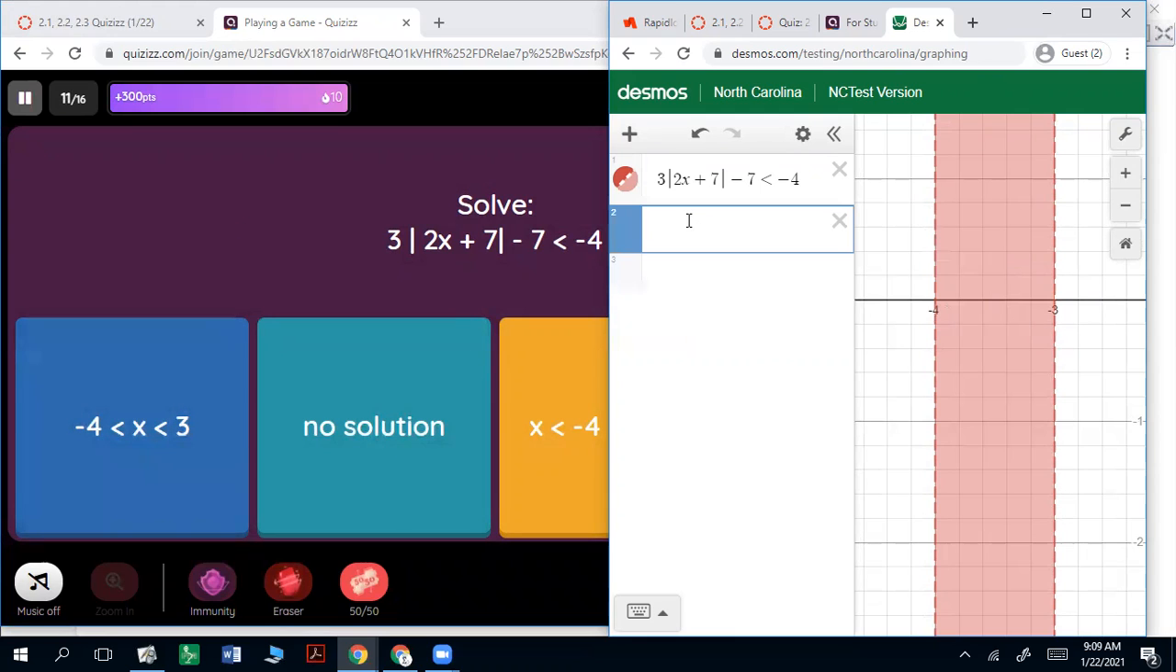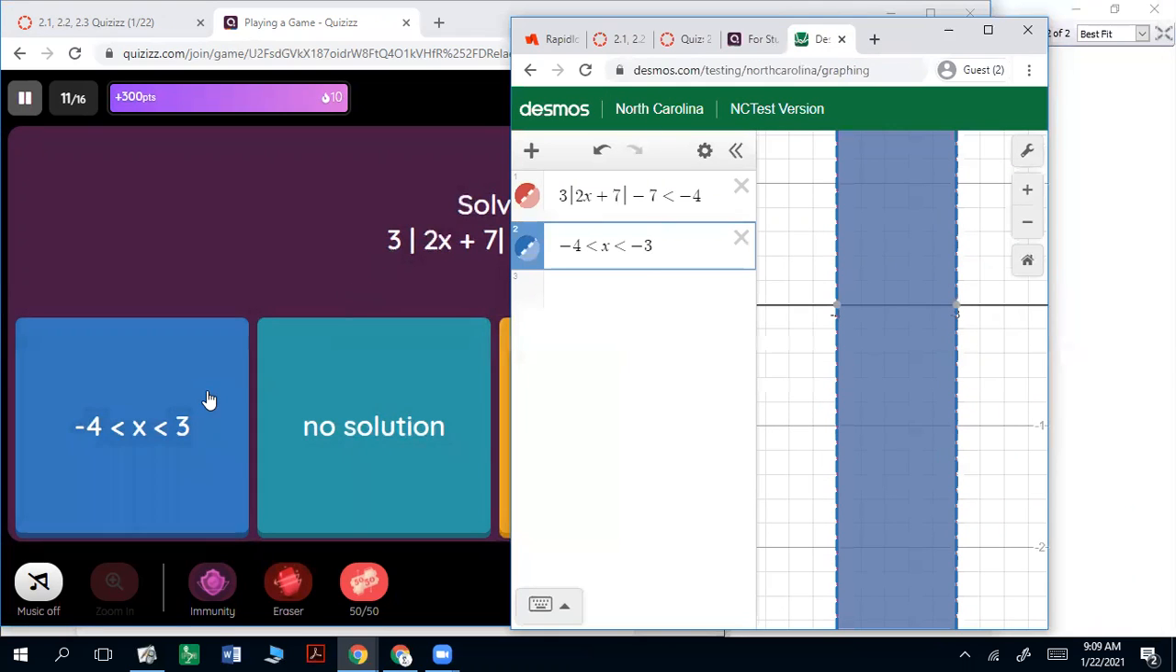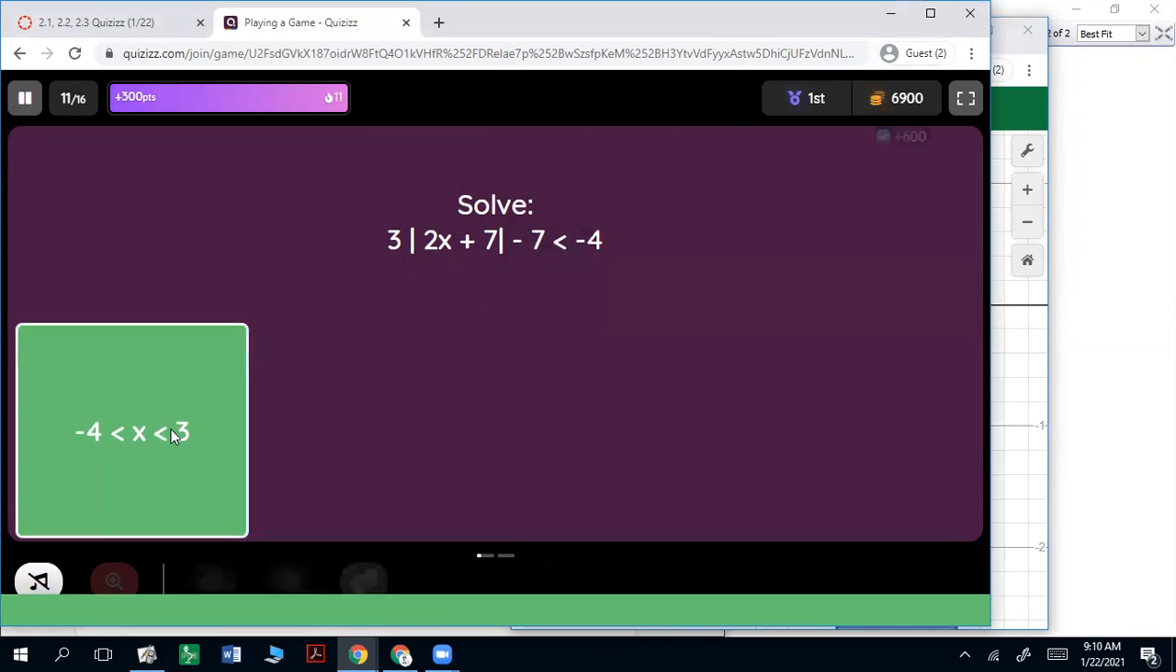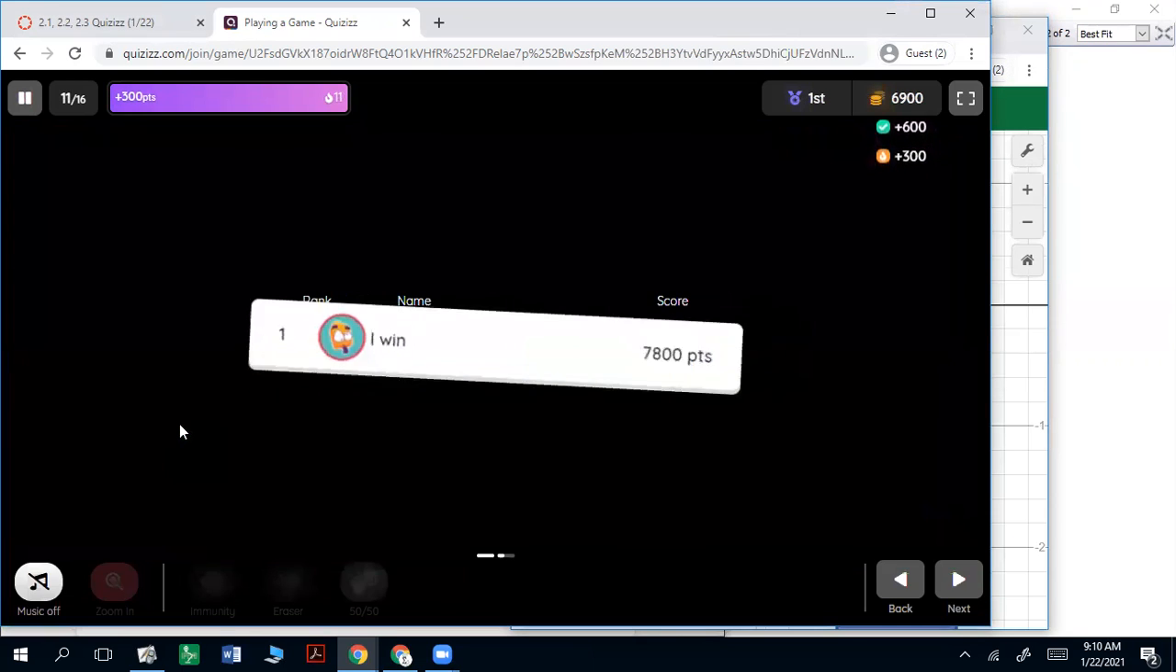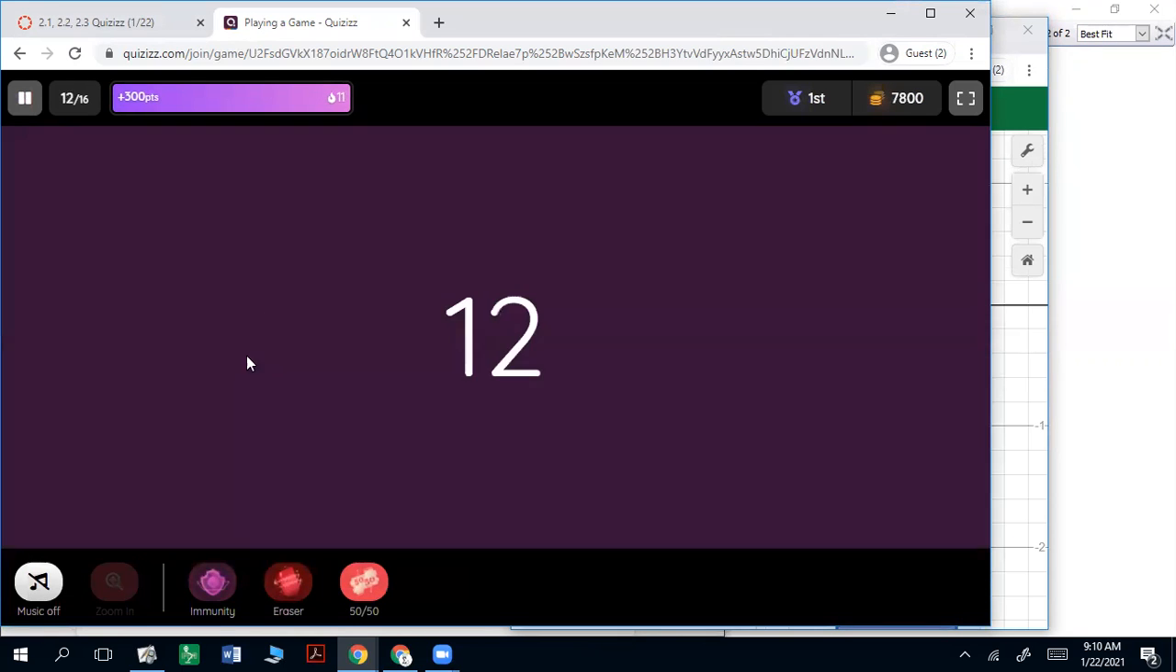And you can test that. If I did negative 4 less than x less than negative 3, that should be this one here. And looks like I have a typo. So if you got that wrong, my apologies, but that should be a negative 3, and it should be that one there. I forgot to fix that typo.